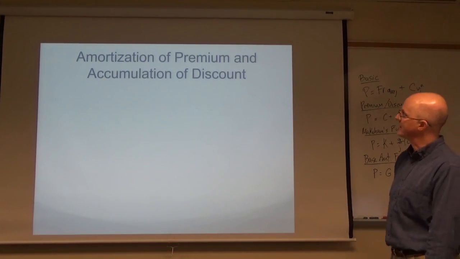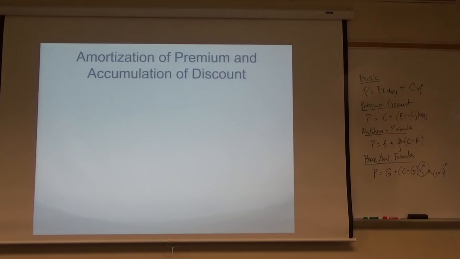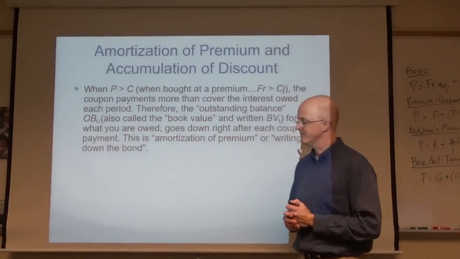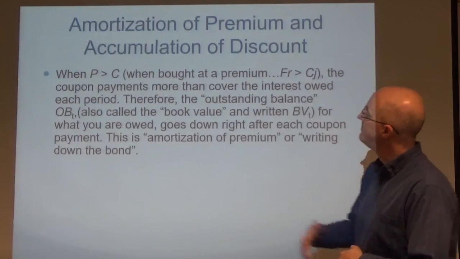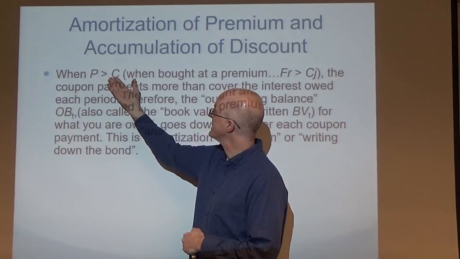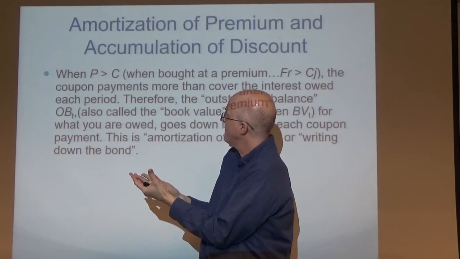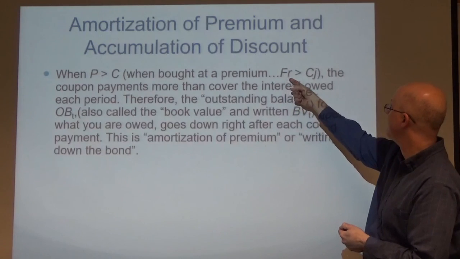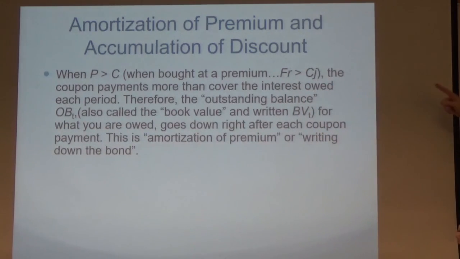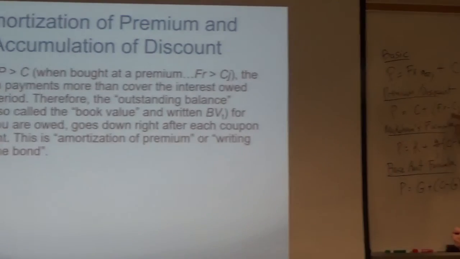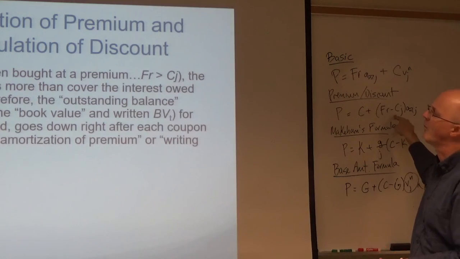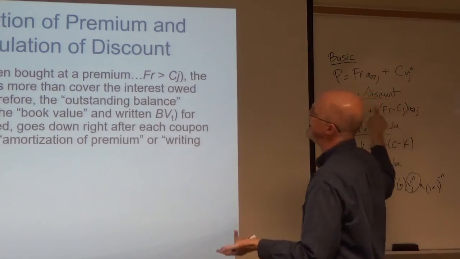When you buy a bond at a premium or at a discount, amortization of premium or accumulation of discount. Let's think a little bit more carefully about this. When P is bigger than C, when the purchase price is bigger than the redemption value, you are effectively loaning more money than you're going to get at the end. When is that going to happen? When are you going to buy at a premium? It's when FR is bigger than CJ. Again, from the premium discount formula, this is going to be a positive quantity then, so P is going to be bigger than C. What's happening there? Why do you end up paying more than you're going to get at the end?